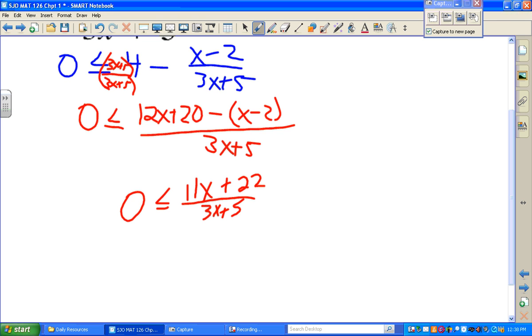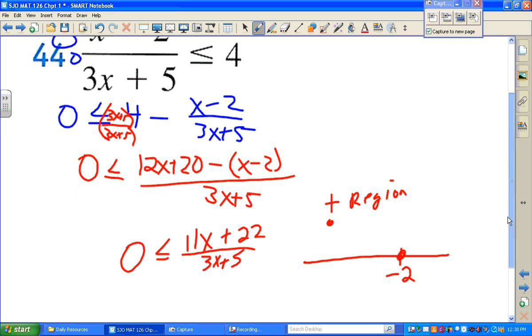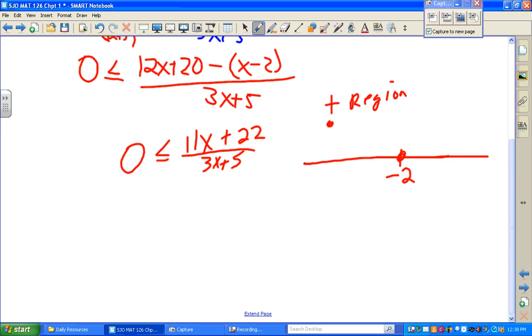And, again, I'm looking for the positive region because it's bigger than 0. And I'm looking for any closed dots that might come from the numerator. Is there anything that makes the numerator equal to 0? 11x plus 22, negative 2. So I know there's a closed dot at negative 2, and that's fine. I'm looking for closed dots. And I know there's an open dot at negative 5/3. Now, is that on the left side or the right side of negative 2? Right. Negative 5/3.